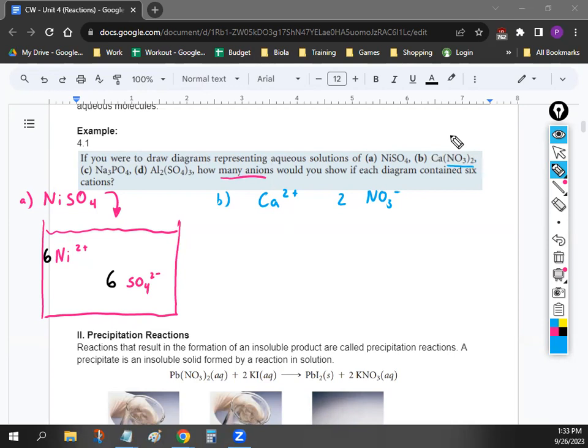Good question. But it's like 6 cations. We're going to get to that part, I'm not there yet. Thank you, though. Patience. So if we had 6 cations, how many nitrates would we end up with? 12. Yeah, 1-to-2 ratio.